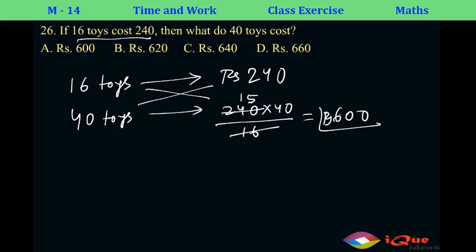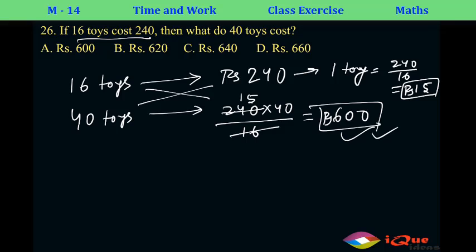Right? So what we could have also done is one toy would be equal to 240 divided by 16, which is 15 rupees. Right? So whichever way you like, you could have done. The answer will be 600 rupees. That is option A. Now let's go to the next question.